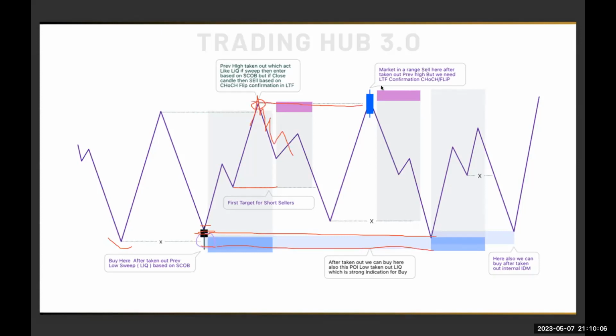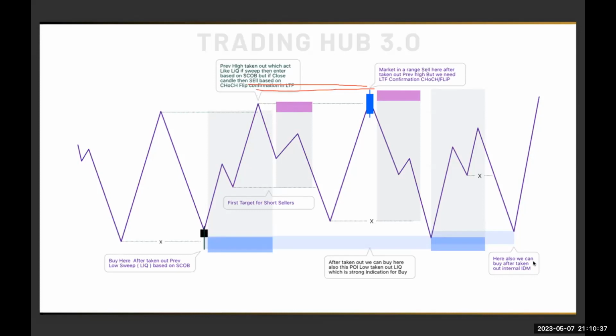Again broken this high, similar stories here, broken the previous high with a candle close over it, so you can buy. You can sell here based on lower time frame confirmation, chalk and flip only, not single candle order block, right? Single candle order block is applicable when you sweep the high or low. Here this is not a sweep, this is a candle closure, that's why here you can't apply single candle order block.